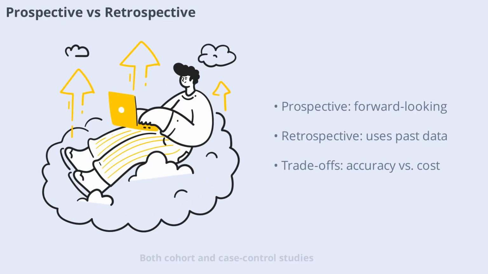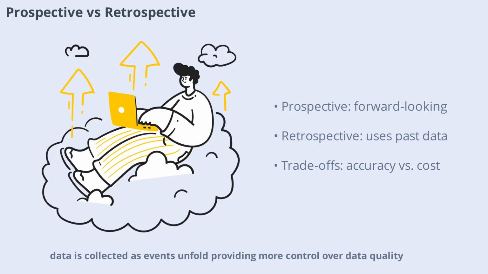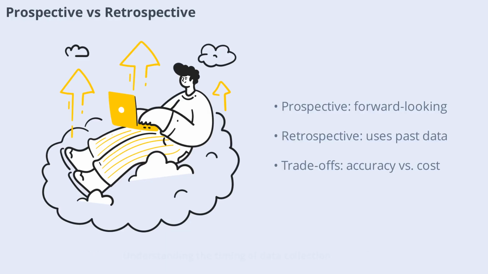Both cohort and case control studies can be designed prospectively or retrospectively. In prospective studies, data is collected as events unfold, providing more control over data quality. Retrospective studies, on the other hand, use existing records or participant recall, which can introduce bias but are often faster and less expensive. Understanding the timing of data collection helps researchers weigh the trade-off between accuracy, cost, and feasibility when planning their study.